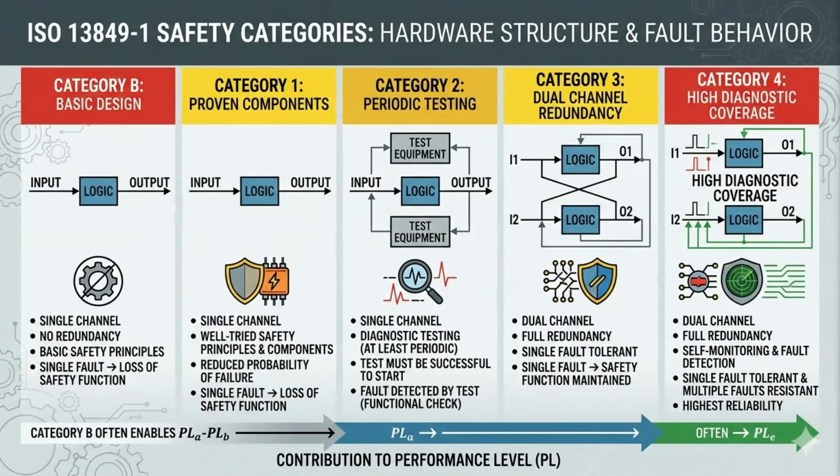Next, let's dive into the safety categories that I mentioned earlier. This directly impacts the electrical control circuit design for the functional safety implementation. When designing an SRCS, we use designated architectures known as categories. These categories, ranging from B to 4, define how a system is structured to resist or detect faults, whether there is redundancy or not, if it is single channel monitoring or dual, whether there is diagnostic testing or self-monitoring, and other factors. This infographic provides a quick overview of the 5 categories and their contribution to the performance level.